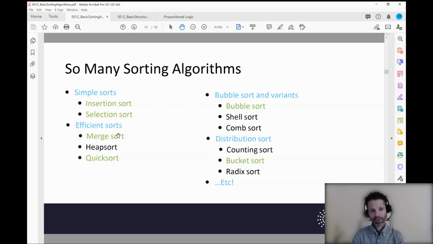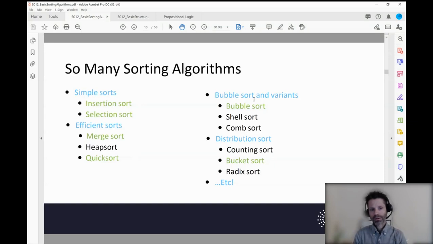divide and conquer. Merge sort and quicksort both use that approach. Heap sort uses a data structure referred to as a heap, something we're going to cover later on in this class. It leverages this data structure to implement an efficient sorting algorithm.